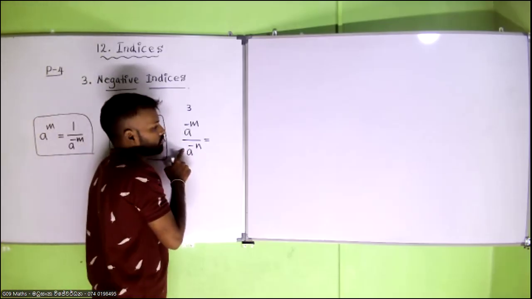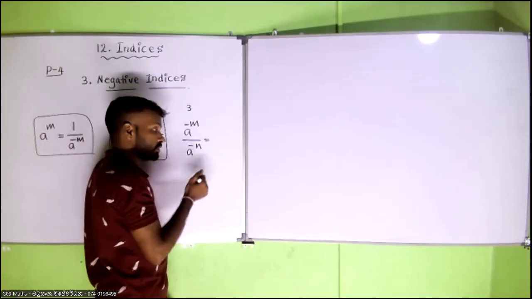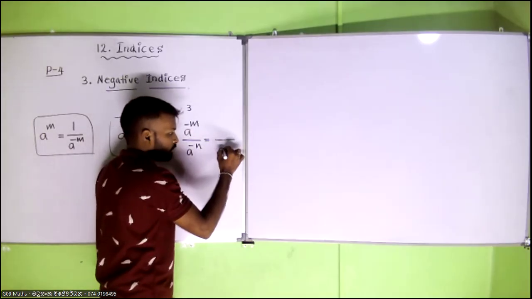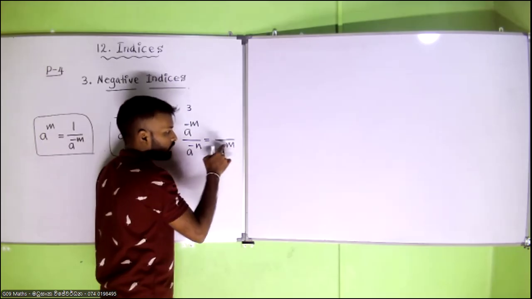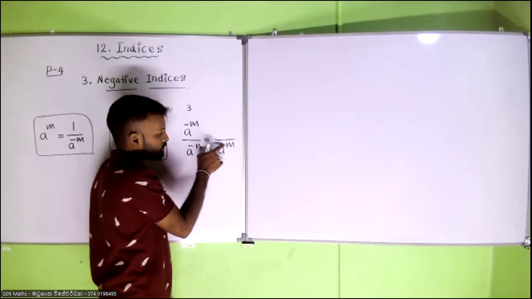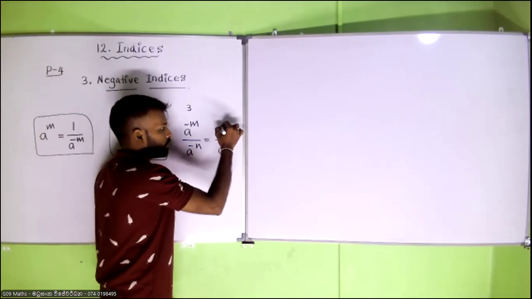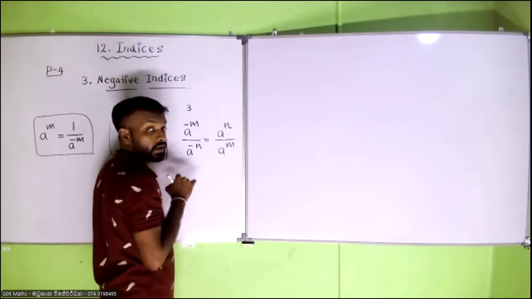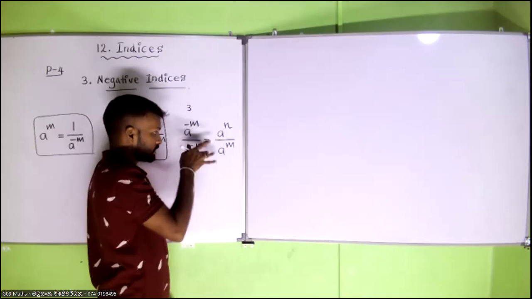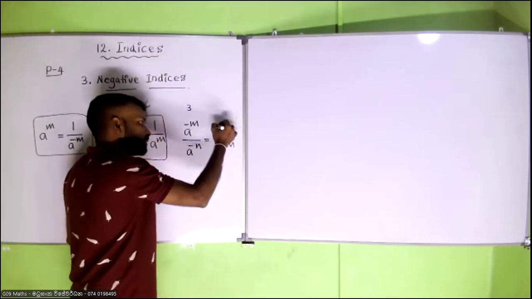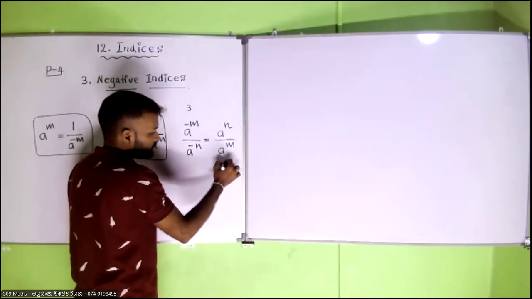Both are negative. Please make sure that you are positive. A to the power M goes to the denominator, positive. Negative M becomes positive. Negative N becomes positive, goes to the numerator. Reciprocal, positive. And if you have something like this, you can do this way as well.